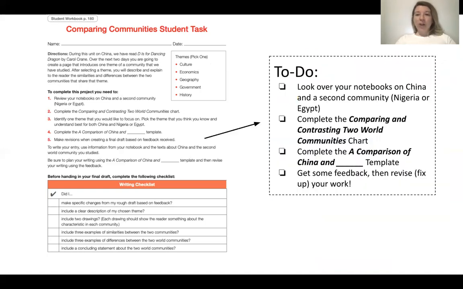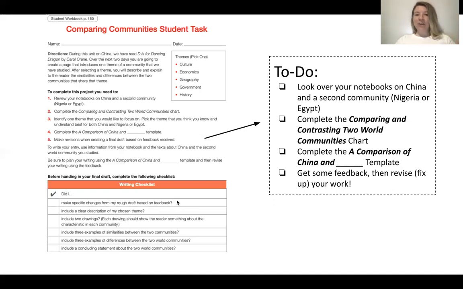First, you will look over your notebooks on China and a second community, either Nigeria or Egypt. Next, you're going to complete the comparing and contrasting two world communities chart. I will show you how to do that. Next, you'll complete a comparison of China and blank template. I'm also going to show you how to do that. And finally, you're going to get some feedback, revise, fix up your work before handing in your final draft. Before you hand in that final draft, you'll want to use this writing checklist to make sure that you did everything you were supposed to do. I'm also going to show you that at the end of the video.